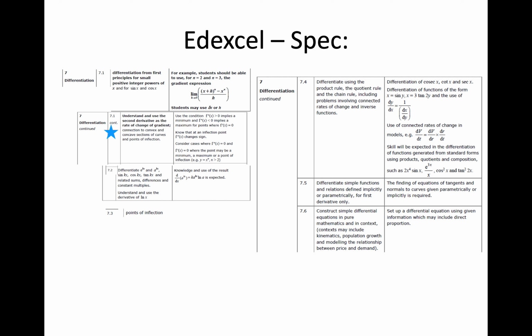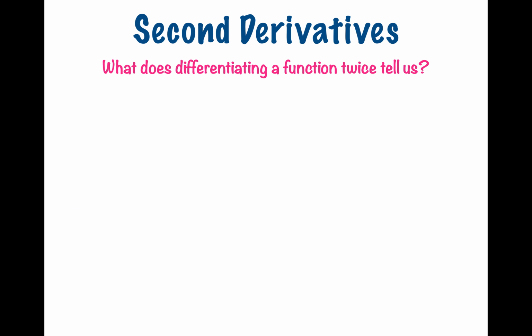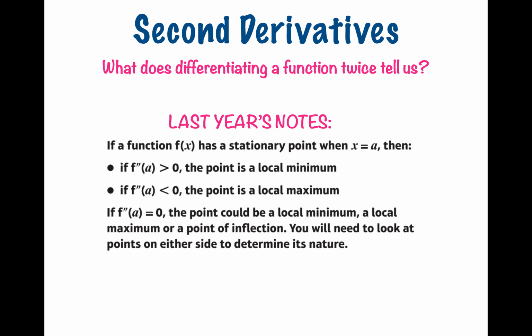So what does differentiating tell us? We know that we have a stationary point and the second derivative. If it's greater than 0, we've got a minimum. If it's less than 0, we've got a maximum. And if it equals 0, all bets are off, and we need to look at points either side to determine the nature. It could be any one of the three situations listed here: local minimum, local maximum, or point of inflection.